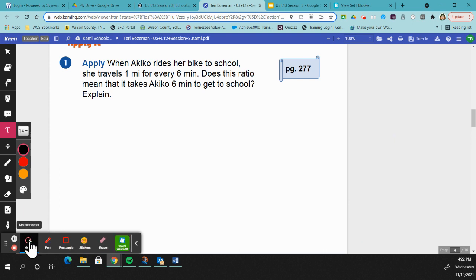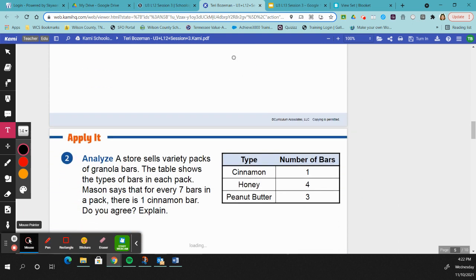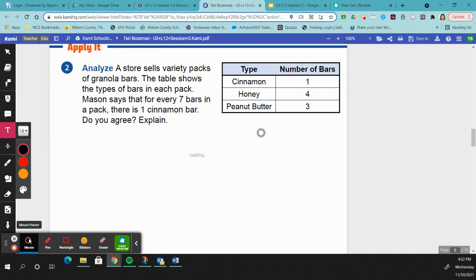Now, I won't go over every single one of these questions with you. I will go over some, but not all of them. All right. So, number 2 says a store sells variety packs of granola bars. The table shows the type of bars in each pack. So, if I add all of these together, that's my total number of bars, right? So, I have 1 plus 4 is 5, plus 3 more is 8 bars in each pack. So, 8 per pack. That's what I have.